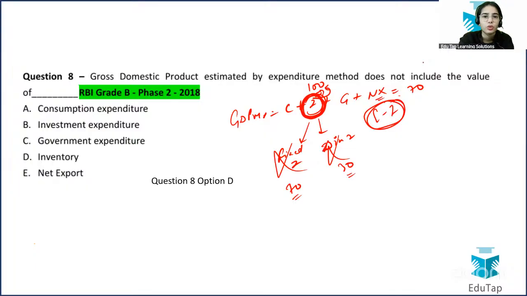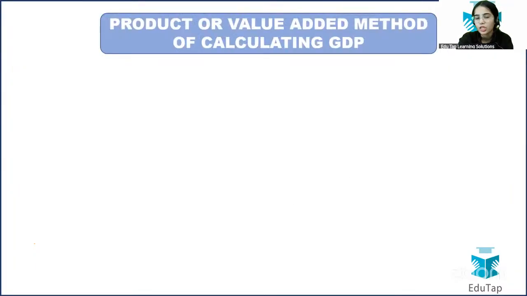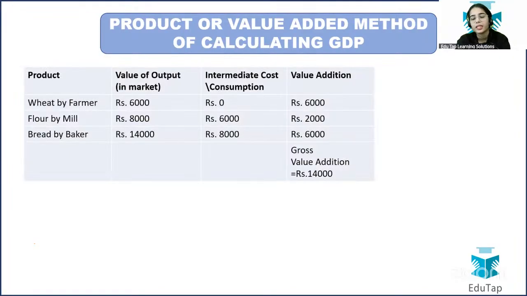Okay. Now coming to the last method, that is the product or value added method of calculating GDP. Now what happens is that there was a problem of double counting. Let's say that the farmer is producing wheat and in the market the wheat is being sold at rupees 6,000. There is no intermediate good for the wheat production. So what is the value that is generated by the farmer?